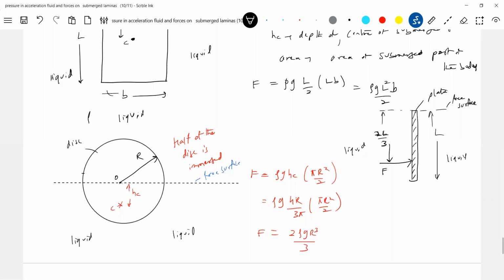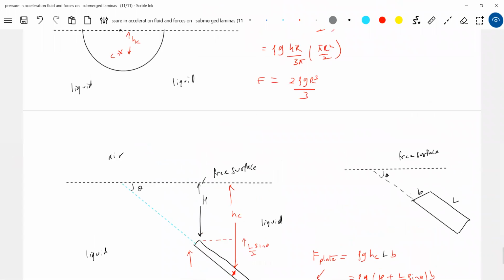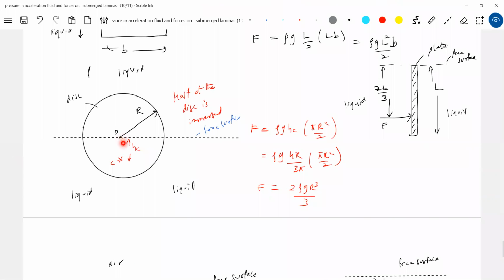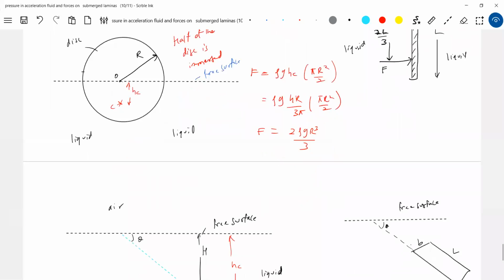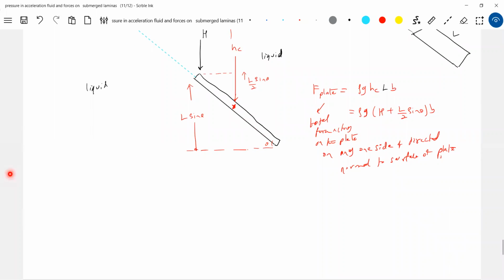And similarly, if you come to this surface, the point of application has to be determined again. It will come slightly here, I am very sure. According to the integration, what I know, it will come slightly somewhere. Let's not go for that point of application. Those who are interested, you can put effort further. So this is the theory of force on submerged planes.